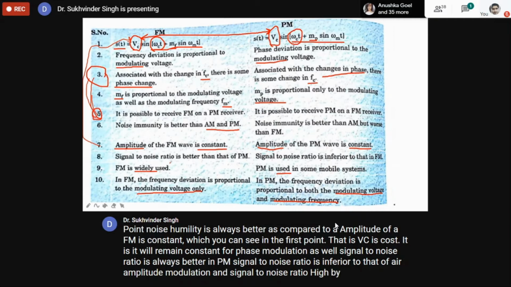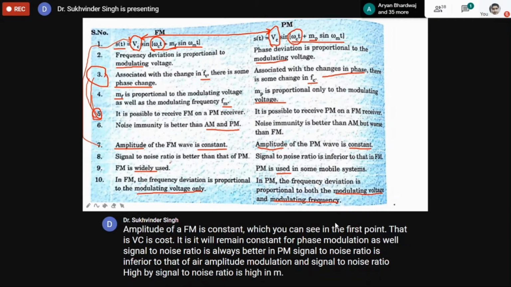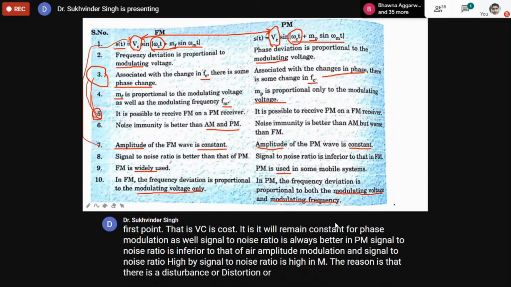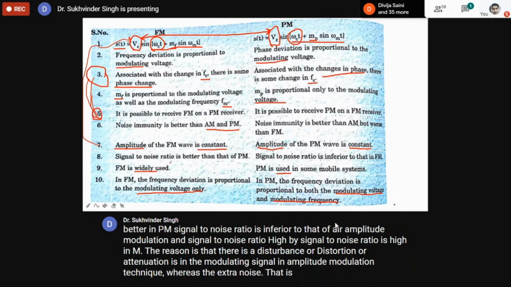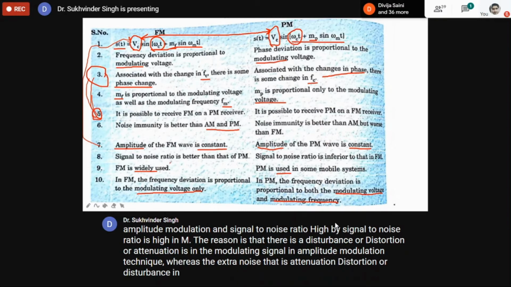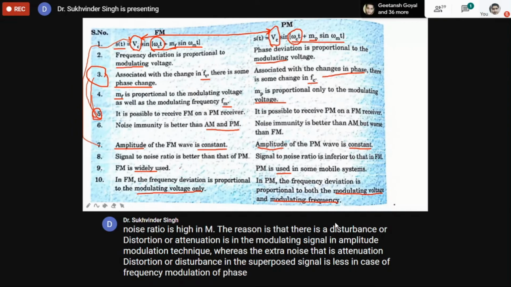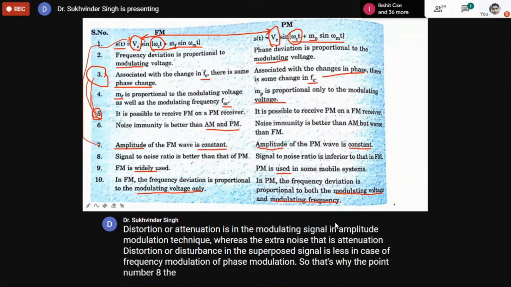The reason is that the disturbance or distortion or attenuation is in the modulating signal in the amplitude modulation technique, whereas the extra noise, that is attenuation, distortion or disturbance in the superposed signal, is less in case of frequency modulation or phase modulation. So that's why, point number 8, FM and PM always have better noise immunity as compared to amplitude modulation.